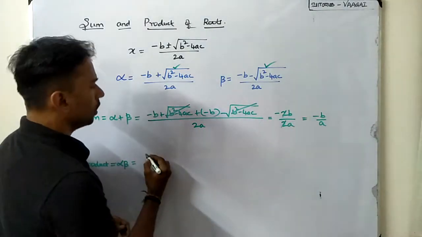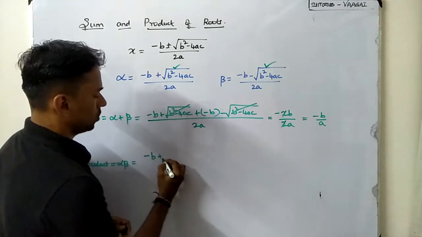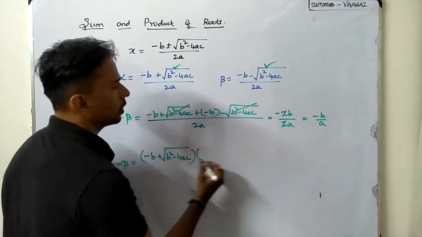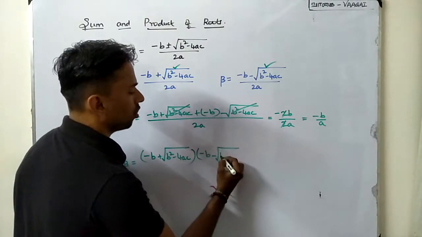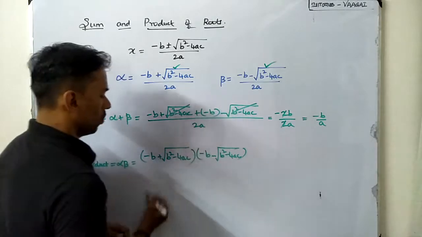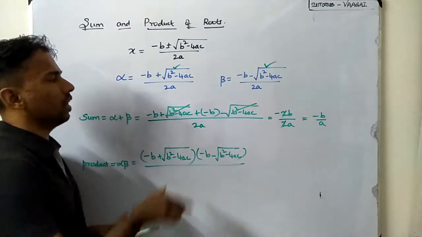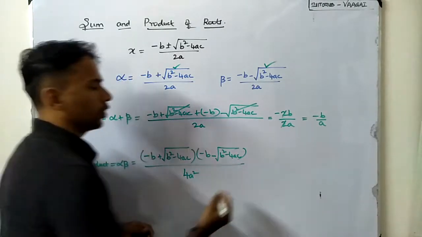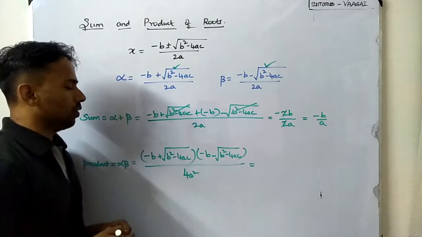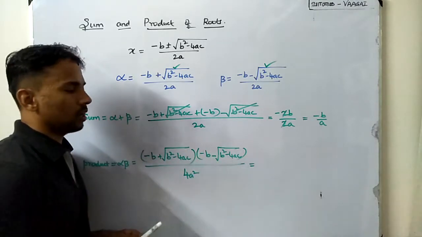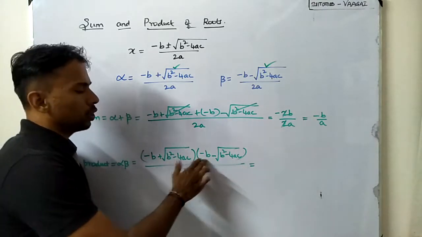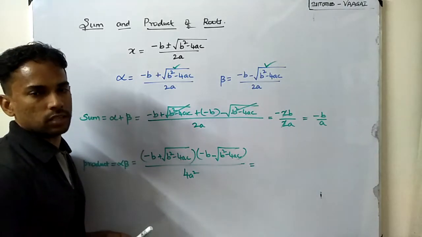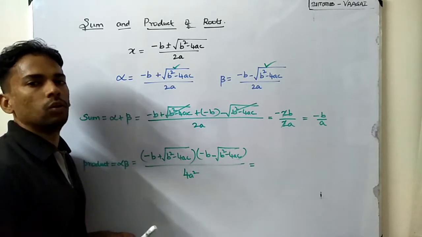Okay, so we'll multiply the two numerator values, minus b plus root of b square minus 4ac, this is one term, multiplied by minus b minus root of b square minus 4ac, whole divided by, now coming to the denominators, we have 2a into 2a, which will be nothing but 4a square. Continuing, this is equal to, now if you see the numerator, these two terms are actually like a plus b into a minus b, which is simply a square minus b square. We very well know the identity.